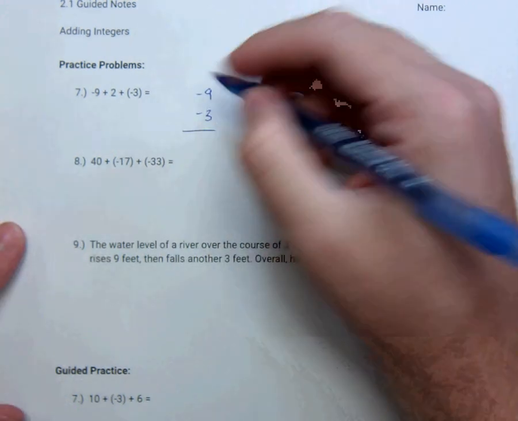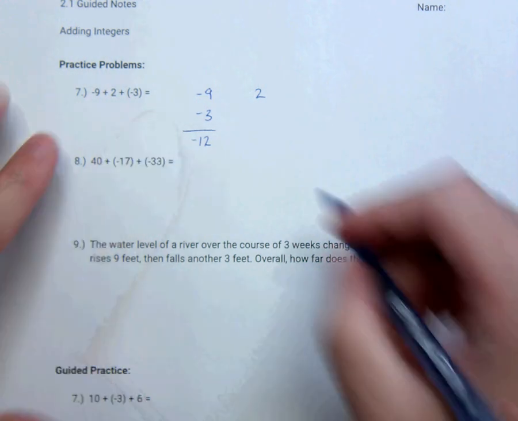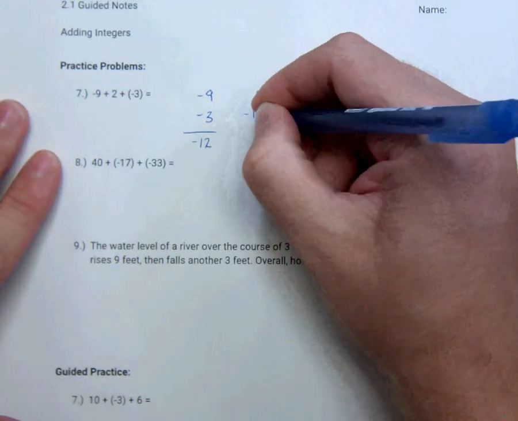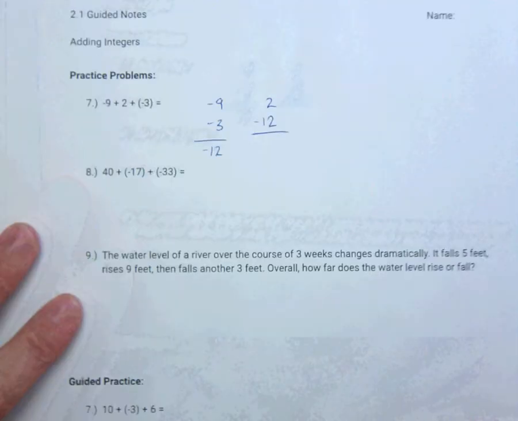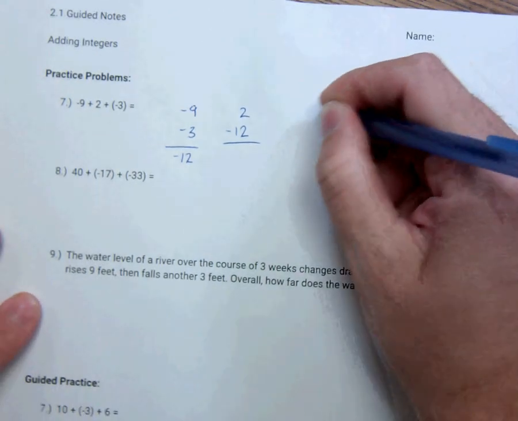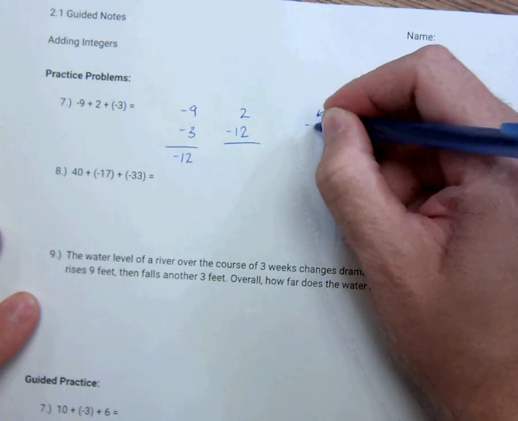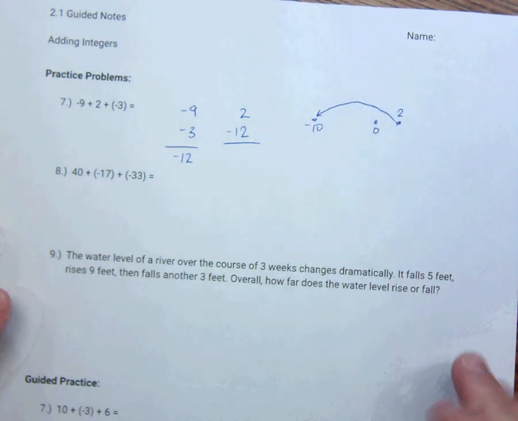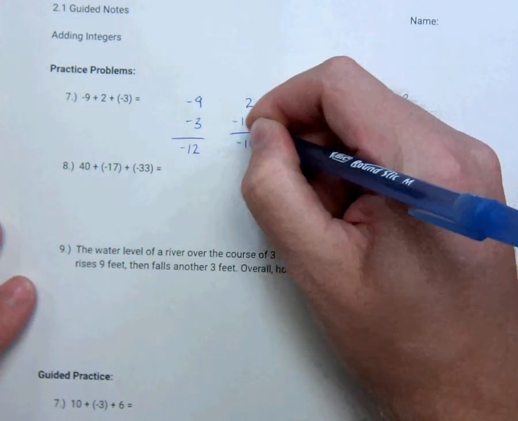So negative 9 minus 3, that's negative 12. Okay, once I have this number, I'm going to add it to the other one, negative 12. I think that makes it a little simpler. 2 minus 12. Okay, so we start at 2. We're going to go 12 backwards. Get to 0. We have 10 more to go, so negative 10 is your number. So this is negative 10.